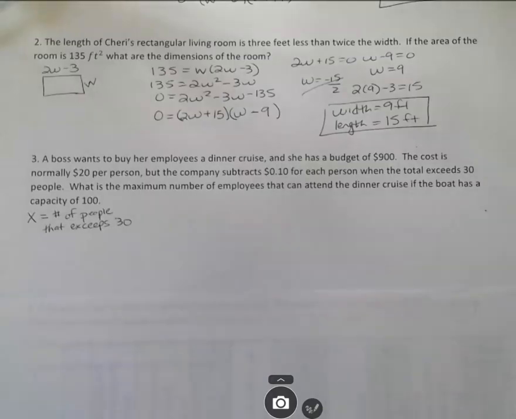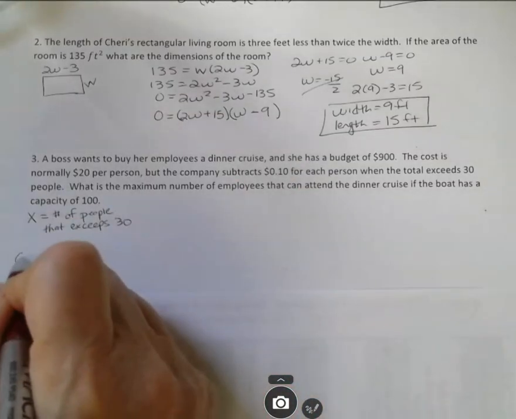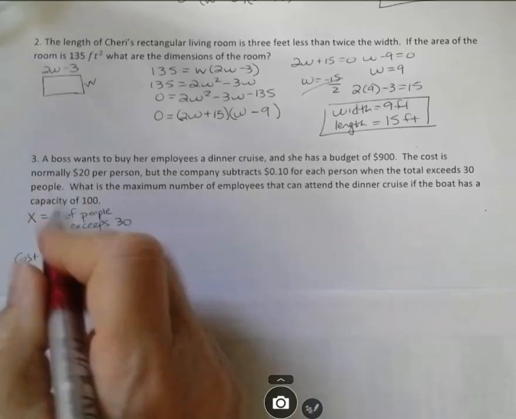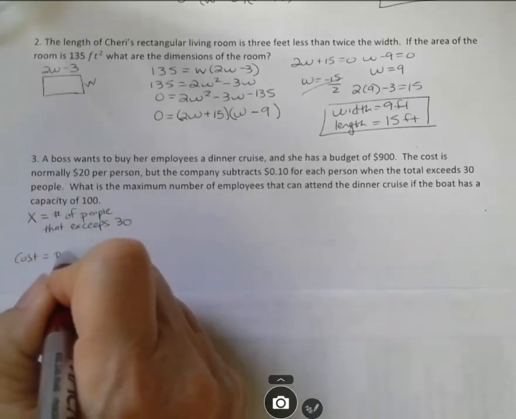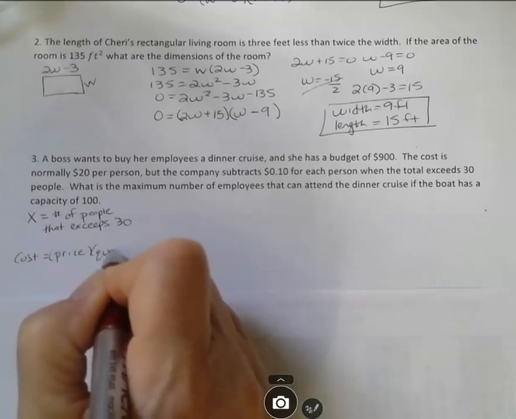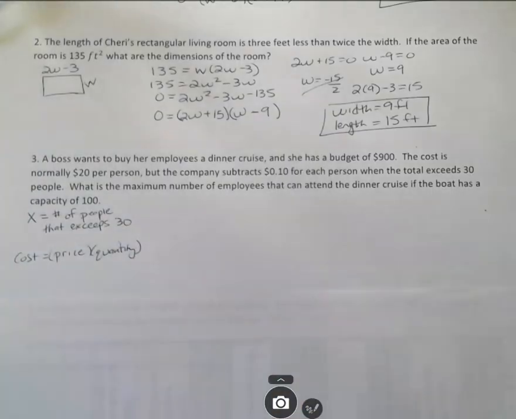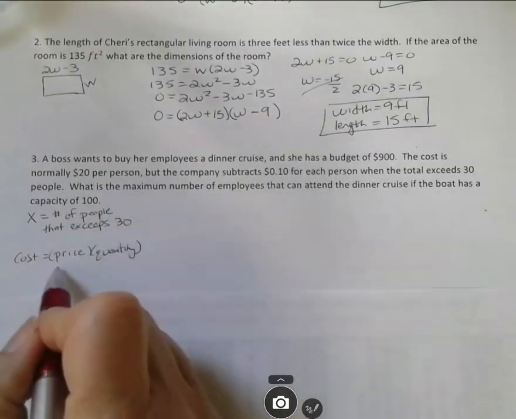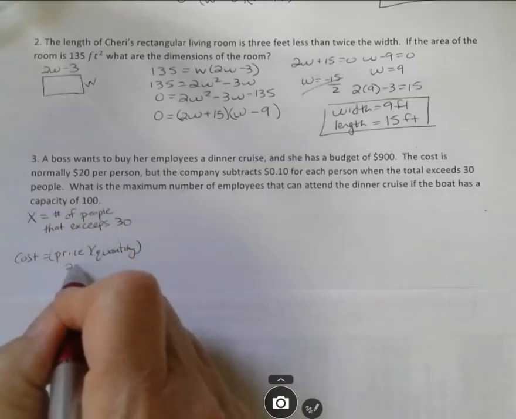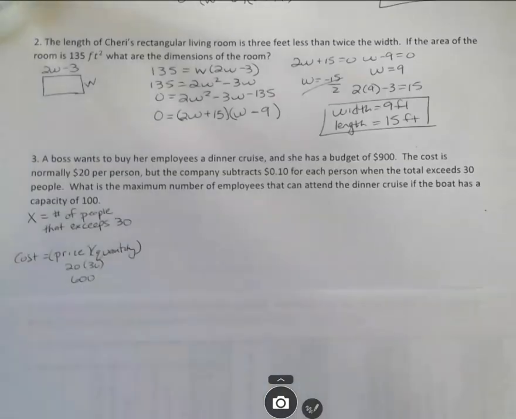Remember that when we're talking about something where we're going to pay money, the cost is just going to be the price times the quantity. So if I brought 30 people on this cruise, the price would be $20 a person. For 30 people, that would be $600. So that's as simple as it is for cost.